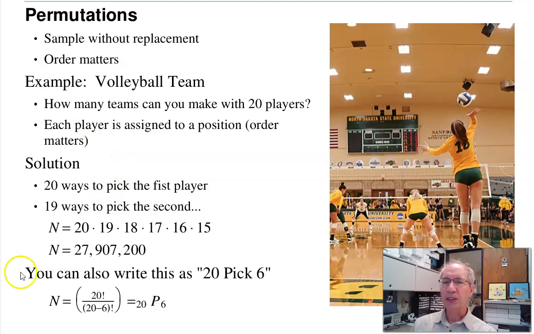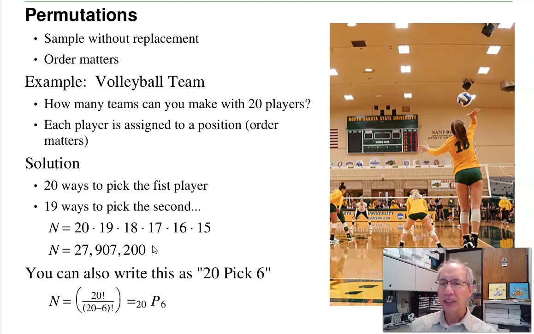In that case, the number of ways to do it are as follows. The first player picked, there are 20 players to choose from, that's 20. The second player picked, there's only 19 remaining. After that, 18, 17, 16, 15. There are 27,907,200 different ways of forming a volleyball team out of 20 players if the order matters.